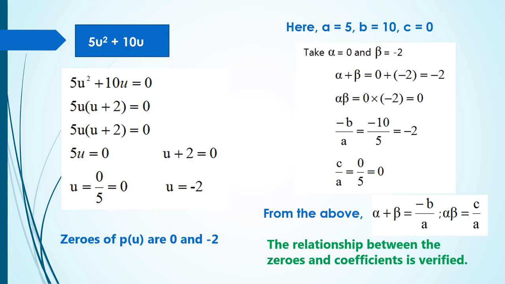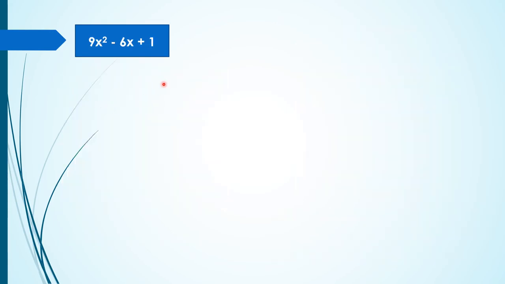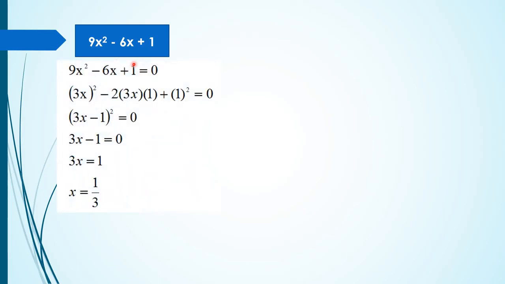Let's discuss one more polynomial: nine x square minus 6x plus 1. Here I have to find the zeros of this polynomial. Okay. Equate the polynomial to 0. Yes, we can factorize the left side of the equation, either by using splitting the middle term or using an algebraic identity also. So this can be factorized by using an algebraic identity, as the first and last terms are perfect squares.